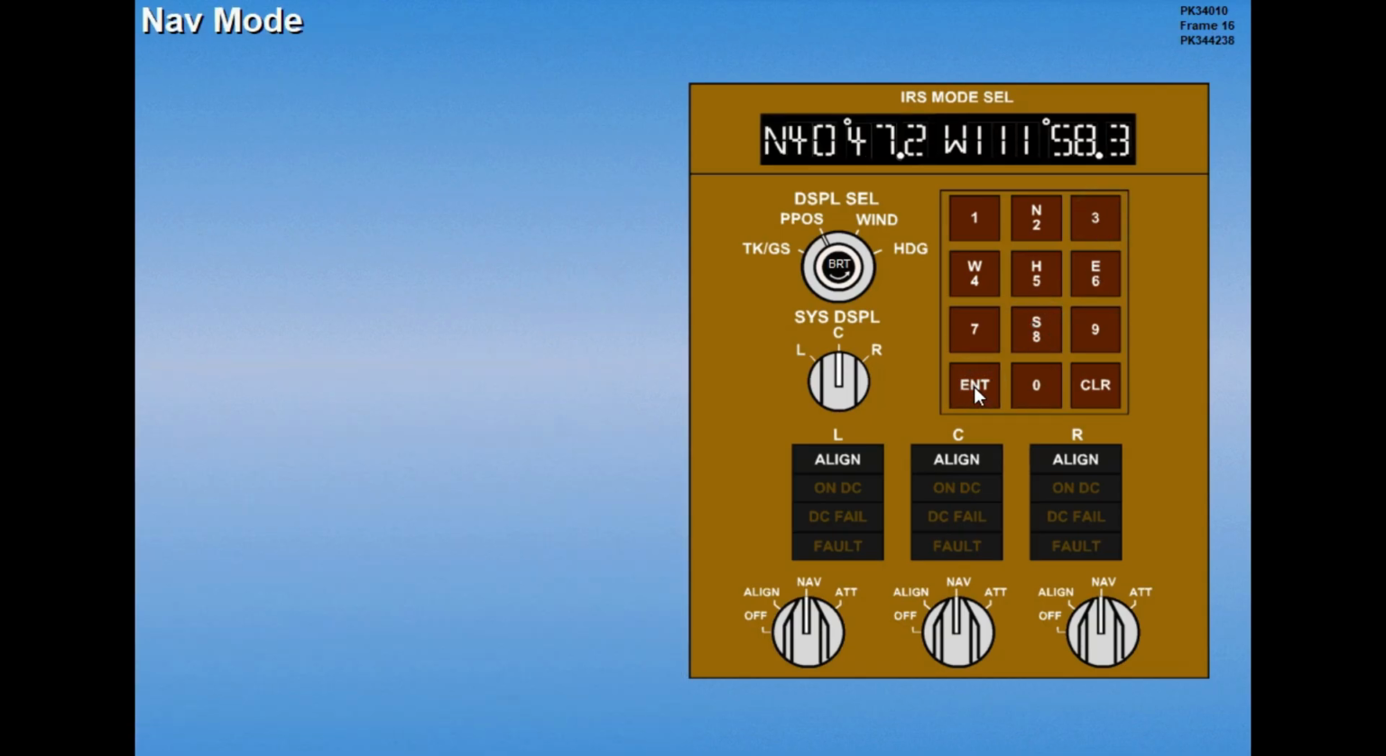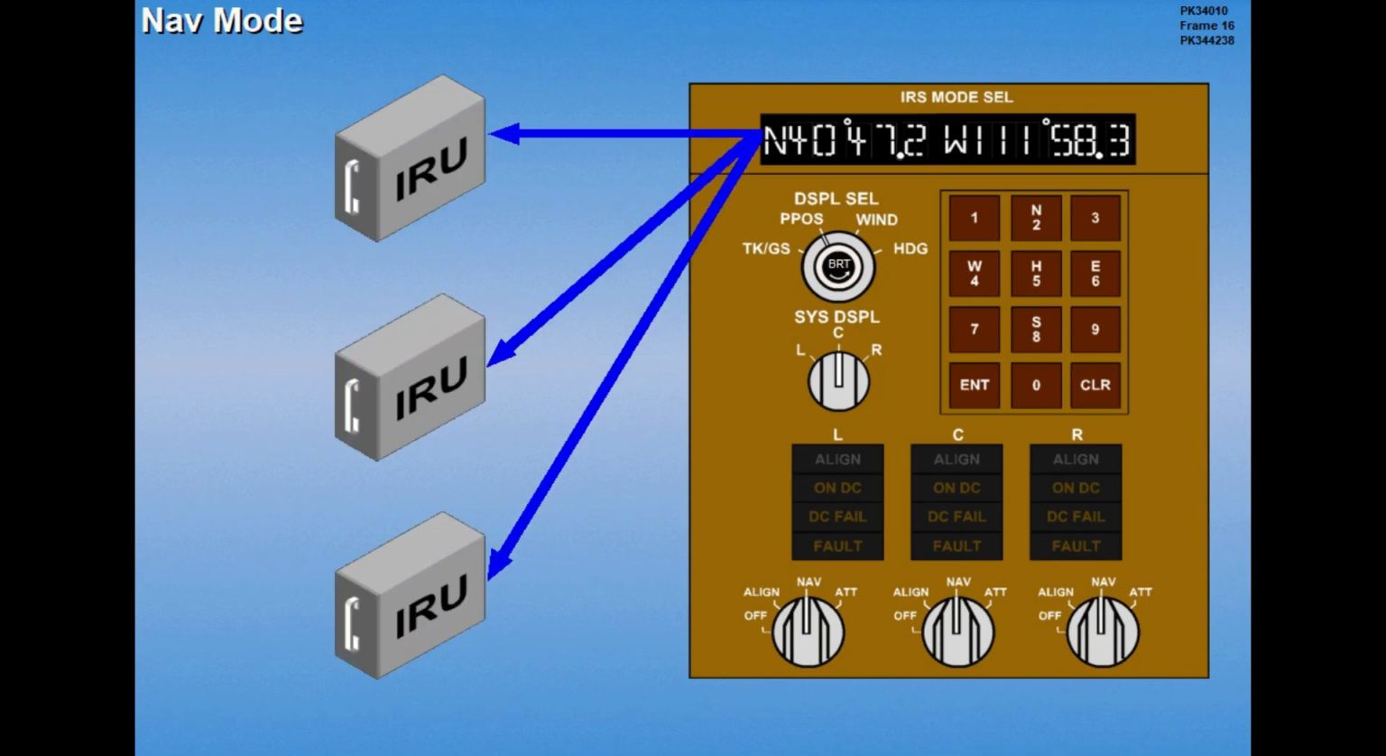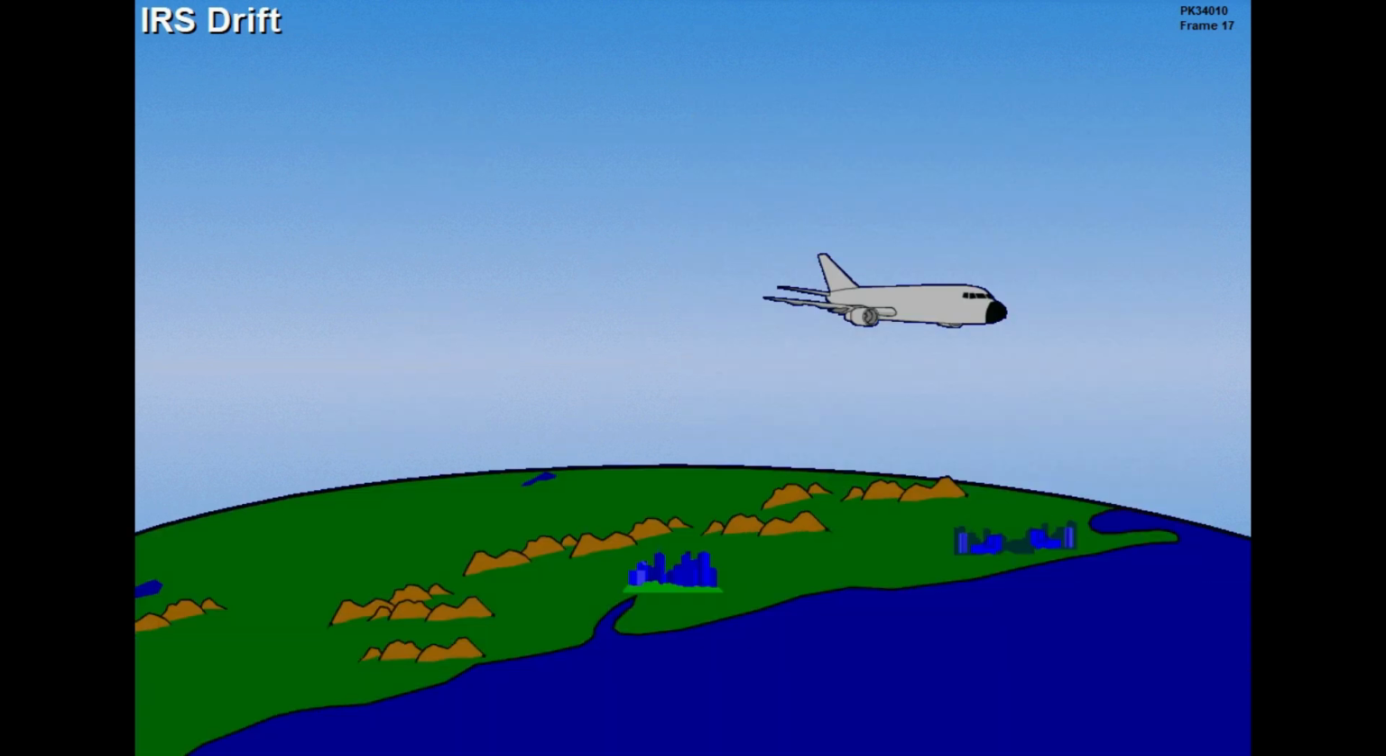After present position has been entered and alignment is complete, the align lights will extinguish, indicating the IRS has entered the nav mode, and the displayed coordinates are entered into all three IRUs. The IRS is very accurate over a long period of time. Even so, during flight it can accumulate some slight errors in its calculated present position.